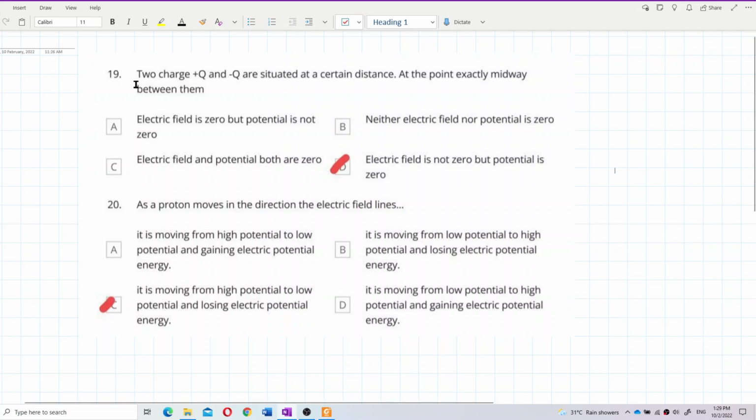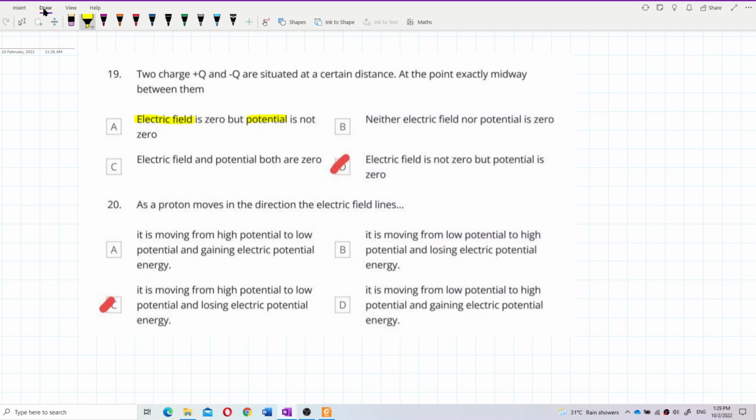Okay, two charges, positive Q and negative Q, are situated at a certain distance. At a point exactly midway between them, the electric field is 0, the potential is not 0, or whatever. So this question is about electric field and electric potential.